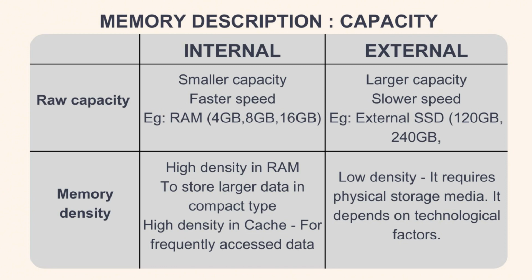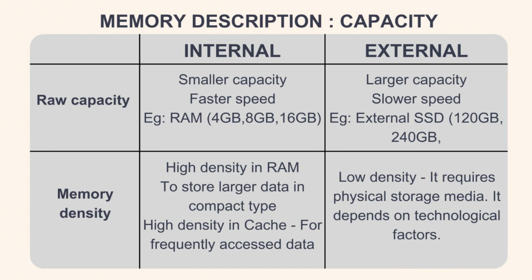Hi everyone, my name is Roshan. Today I'll be presenting on memory description on capacity and performance. Firstly, we have internal memory. Internal memory has smaller capacity and faster speed compared to external memory. And external memory has larger capacity and slower speed.